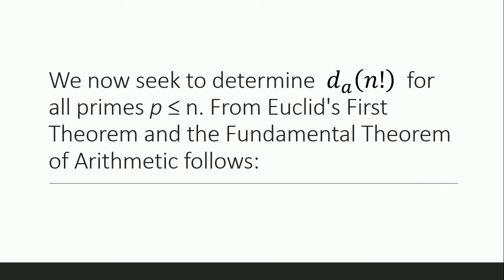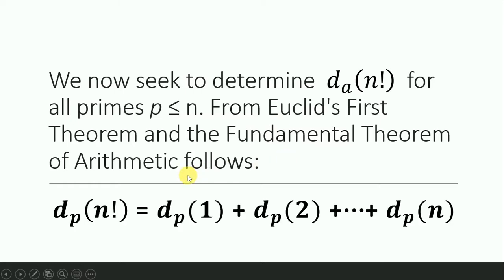We now seek to determine d sub p times n factorial for all primes p less than or equal to n. From Euclid's first theorem and the fundamental theorem of arithmetic, it follows that we have the statement here: d sub p times n factorial is equal to d sub p times 1 plus d sub p times 2 plus, until, d sub p times n.